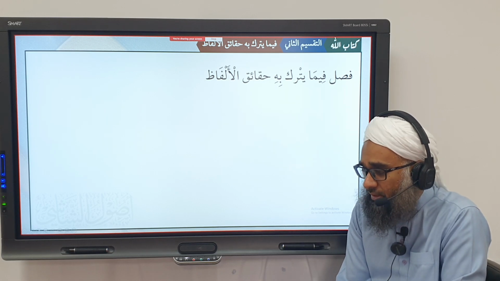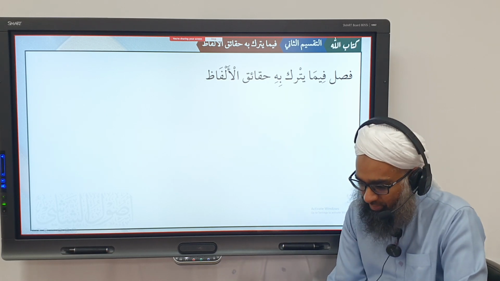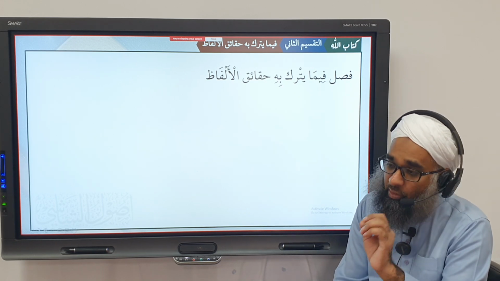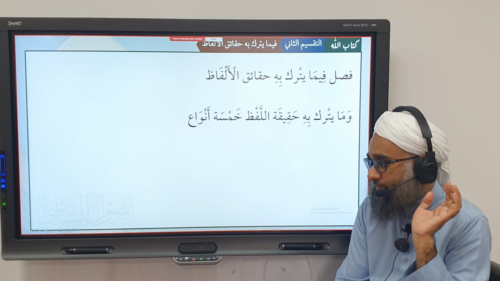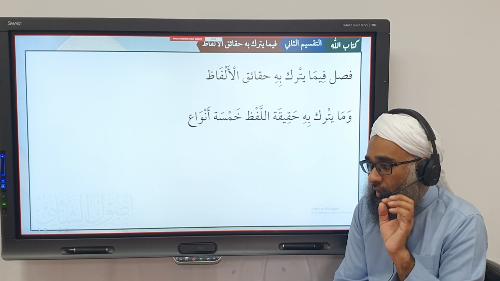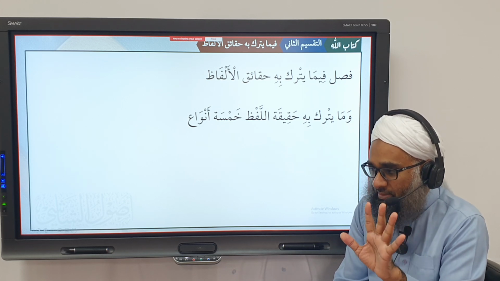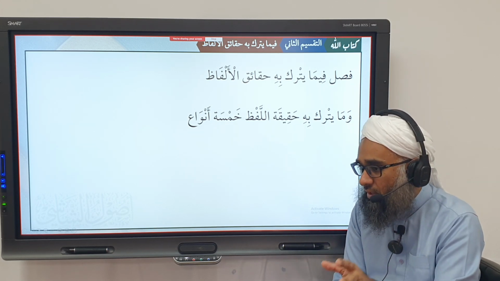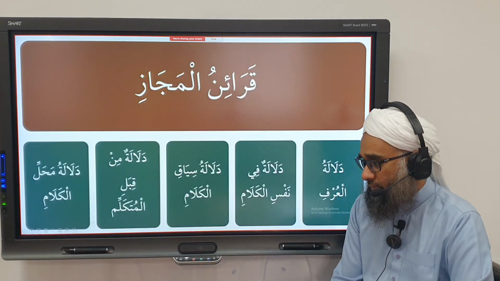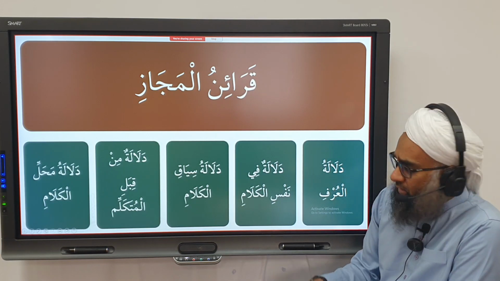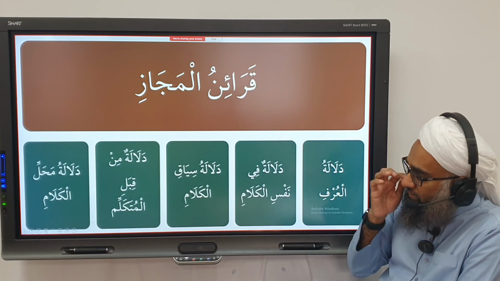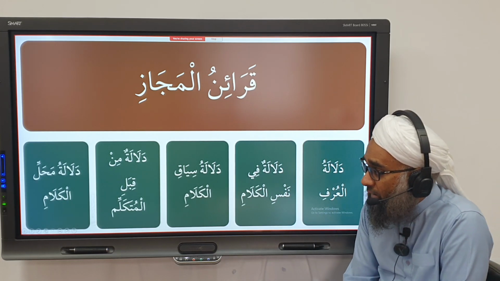The section, the chapter regarding those situations or scenarios where the haqiqah and the literal meaning of the word is left and not taken. وما يترك به حقيقة اللفظ خمسة أنواع. There are 5 types or 5 situations where the haqiqah of a word is left. The haqiqah of the word is not used. And this is a summary of the 5. We have here دلالة العرف, دلالة في نفس الكلام, دلالة سياق الكلام, دلالة من قبل المتكلم, and دلالة محل الكلام.